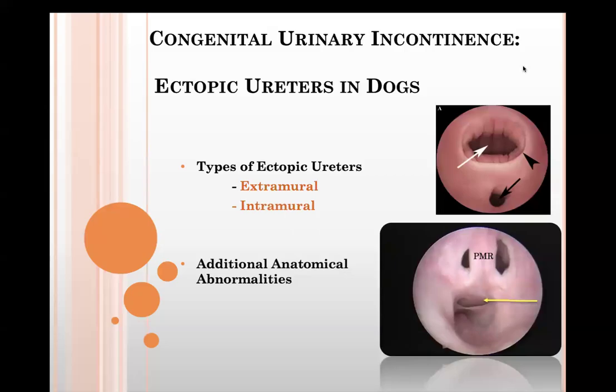Hi, everybody. This is Dr. McLaughlin again, and moving along in the discussion on congenital urinary incontinence, specifically ectopic ureters in dogs, I'd like to talk just a little bit about the anatomical types of ectopic ureters, extramural and intramural, and also the additional anatomical abnormalities that can occur.